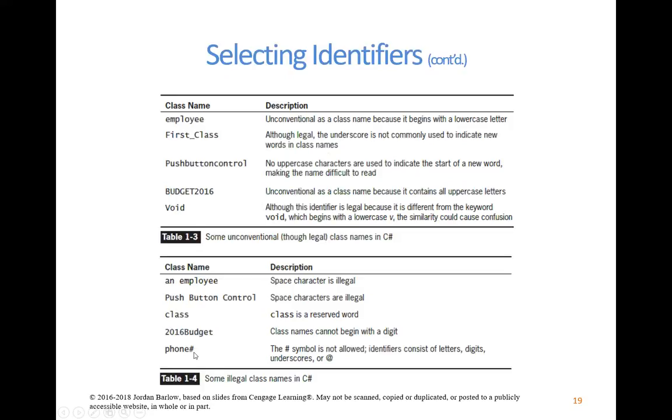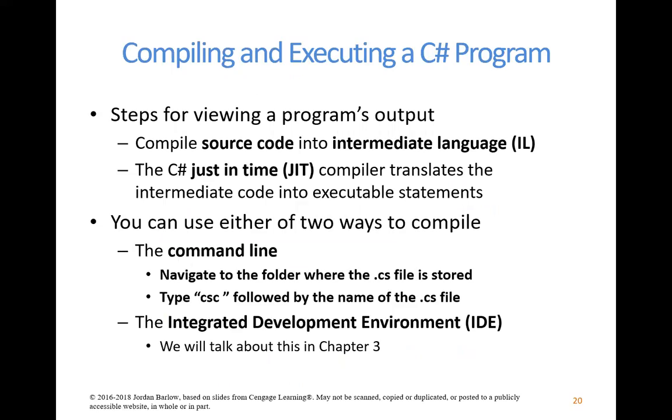Now down here you have examples of identifiers that you cannot use at all. These are what we call illegal. You cannot name a class any of these things. For example, they have spaces in them. They are reserved keywords. They have special characters or they start with a number. All right, so those are some of the basic rules.